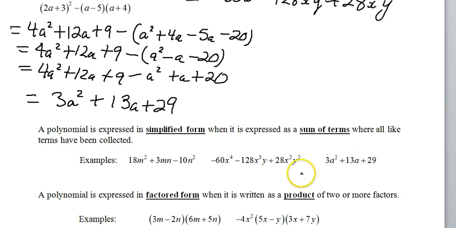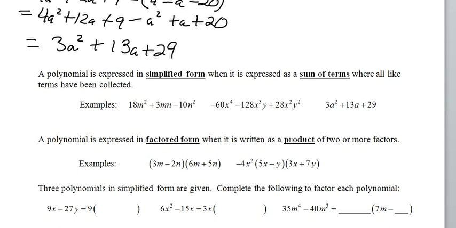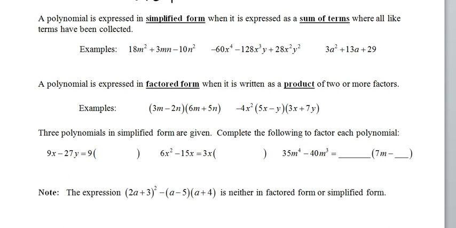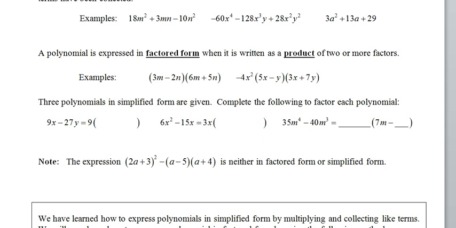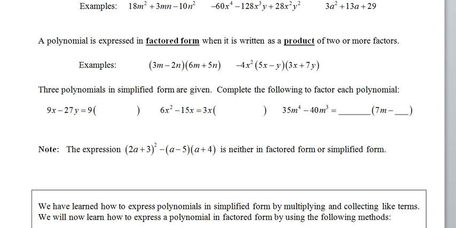The polynomial is expressed in factored form when it is written as the product of two or more factors. Okay, and here are some examples of the factored form, and basically what we had up top that we multiplied were in factored form. Okay, 3 polynomials in simplified form are given. Complete the following to factor each polynomial.